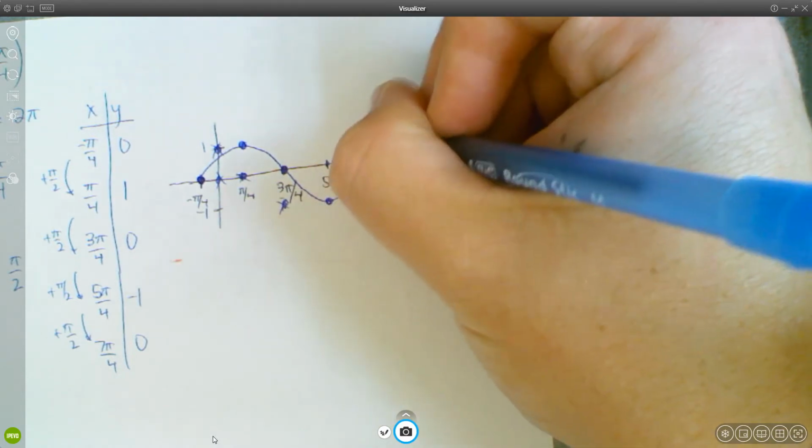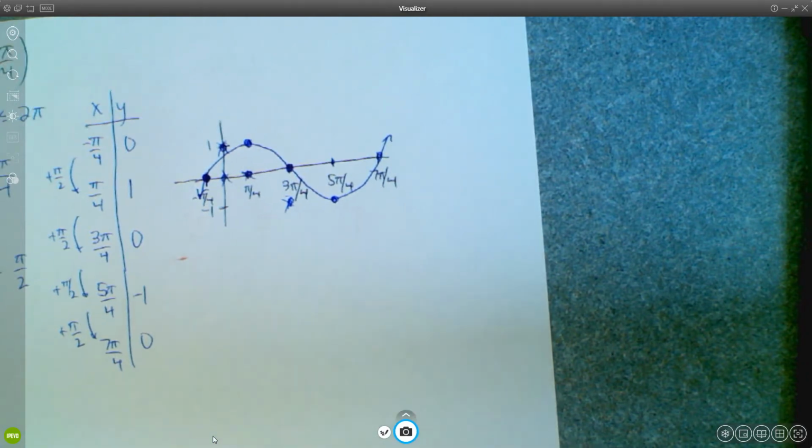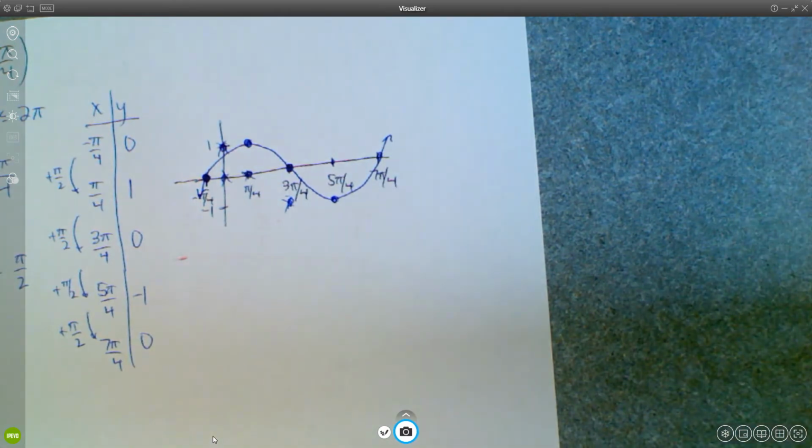Anyway, word to the wise, don't use a pen on a test or a quiz. Use pencil so that you can erase nonsense like that. Okay, so there's that one. Okay, let's do another.